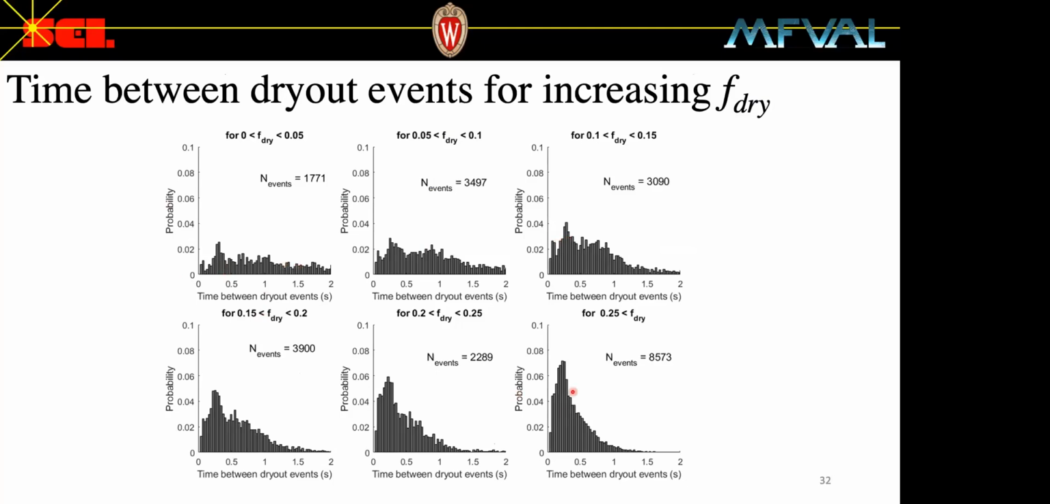So once dryout events are occurring cyclically in your test section or in your system, there is a characteristic dry time that occurs. So it's like clockwork. Every 0.25 seconds, this window is drying out. And so for large F dry, this is a characteristic dry time.